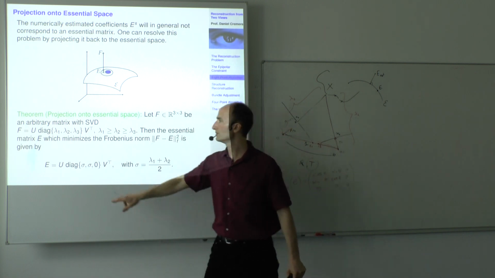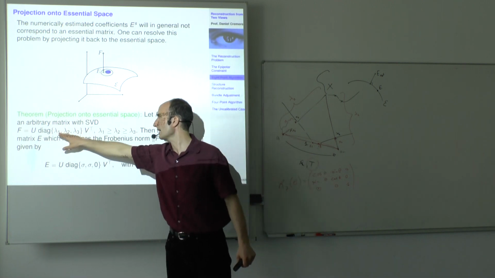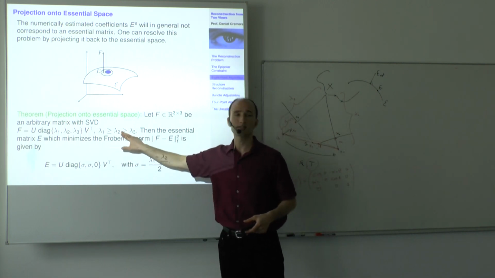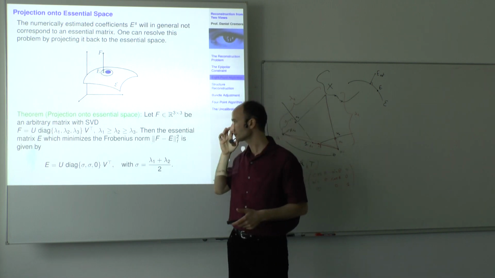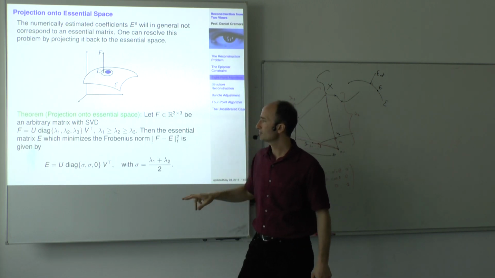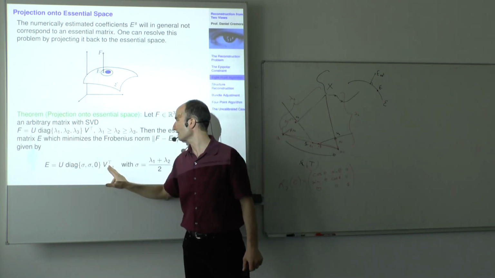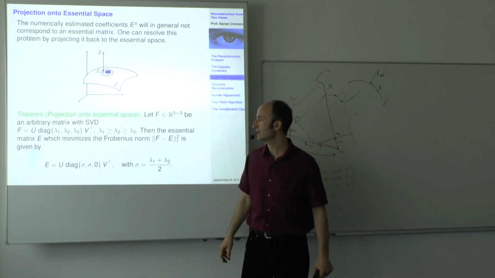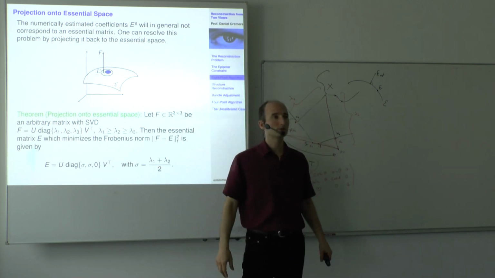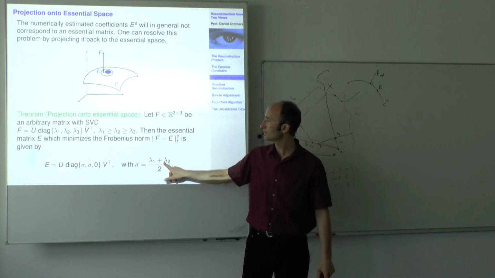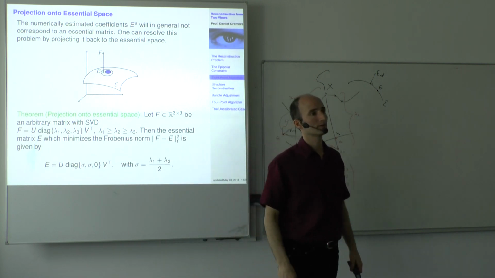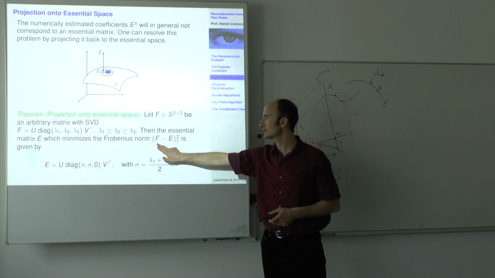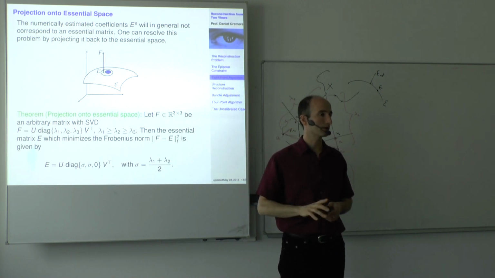And the way it works is you do a singular value decomposition of F, get the singular values lambda 1, lambda 2, and lambda 3, where we assume lambda 1 is the largest, lambda 3 is the smallest. Then E can be determined from F by using the same singular value decomposition and simply replacing the singular values lambda 1 to lambda 3 by sigma, sigma, and 0. And sigma is nothing but the average of the 2 largest singular values. Why this actually is the essential matrix that is closest to F in the Frobenius norm, I'm not going to prove.